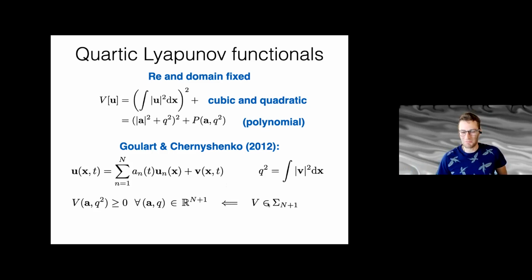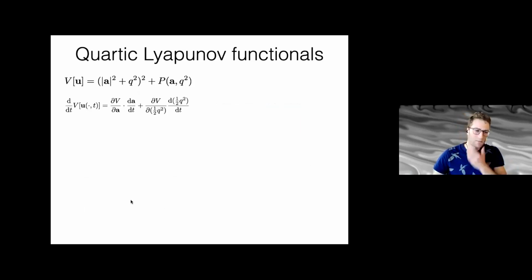But it's not so simple because I also need to consider the time evolution of V, right? And that depends on the full PDE variables. So in particular, I have my polynomial V. If I take the time derivative of V along PDE solutions and I use the chain rule, right, this says that I'm going to need expressions for how these projection amplitudes A vary in time, and also how the energy of the tail varies in time.